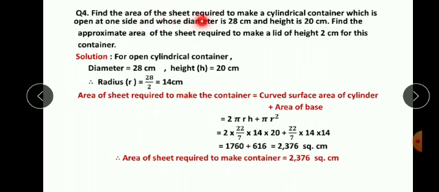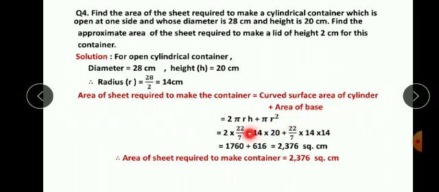Now what is here? Find the area of the sheet required to make a cylindrical container. So to find the area, what do we have to write? Area of sheet required to make the container. If the container is a cylindrical container, how much area of the sheet is required? That will be the curved surface area of cylinder plus area of base. If you add these two areas, then you will get the area of the sheet. First, curved surface area of cylinder is 2 pi rh and area of base is pi r square.